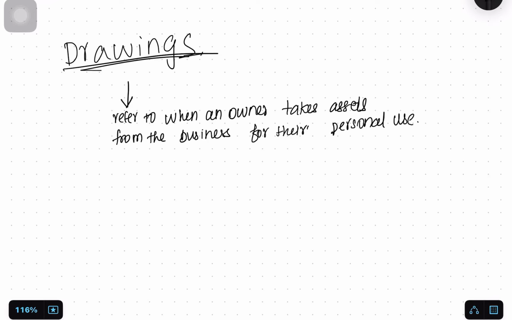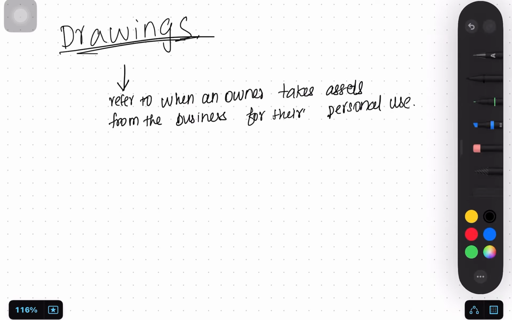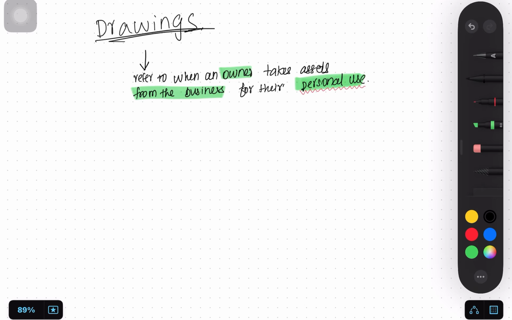However, if you're going to be taking that soap and you're going to be keeping it in your office for your employees to use, it is not drawings. So drawings refers to when an owner takes assets from the business for their personal use. So personal use is a very, very important term to remember. Next, after this, we have something that is very important. It is called the accounting equation.